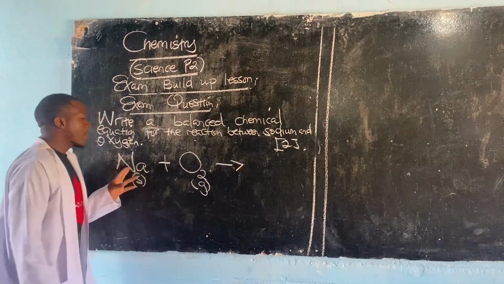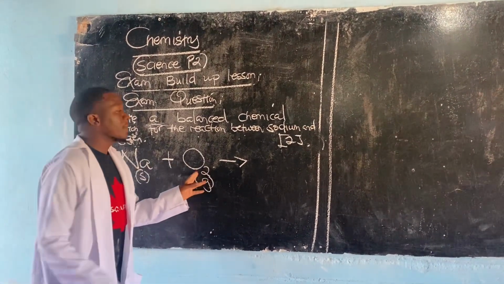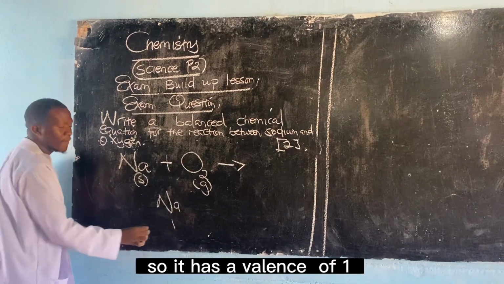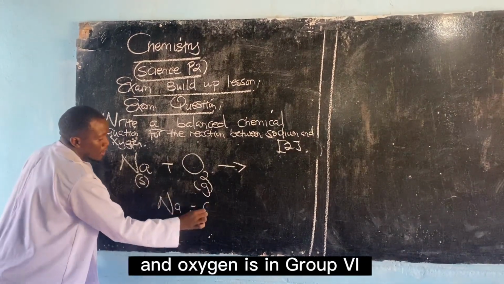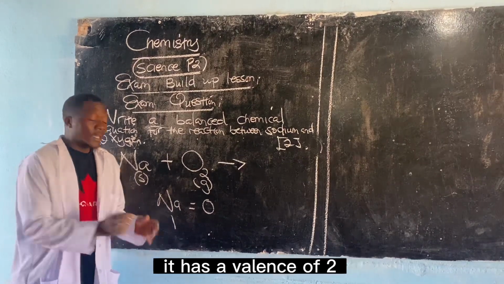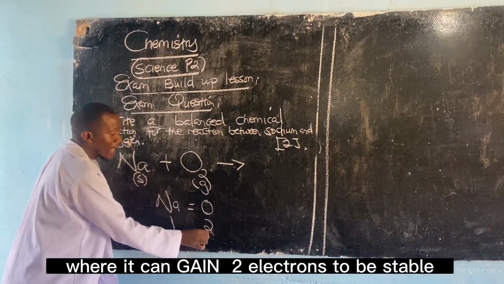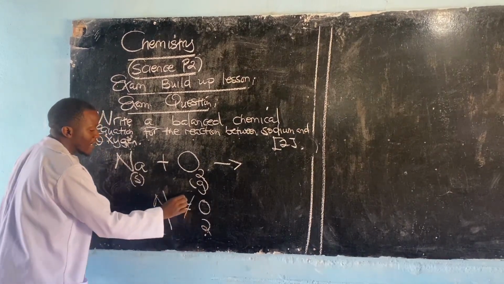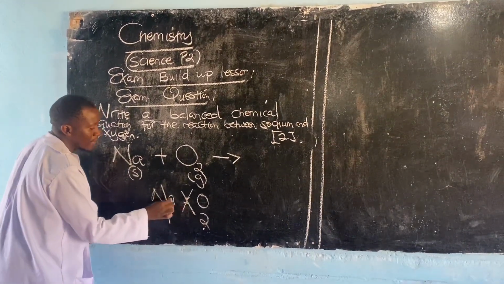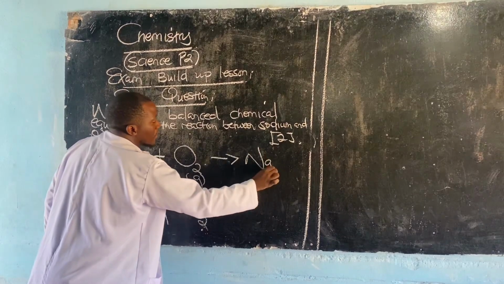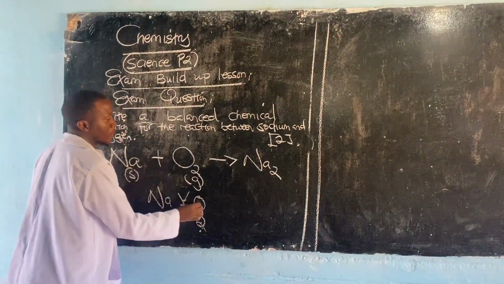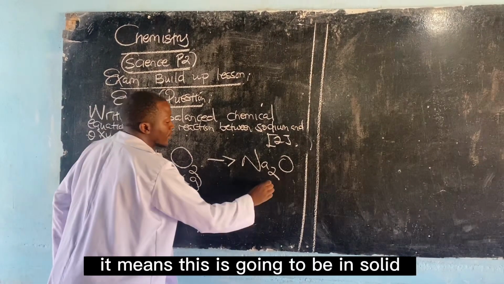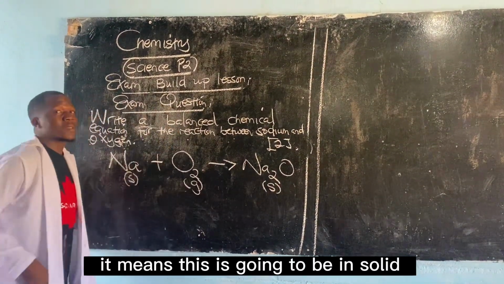Then when making sodium oxide, we're going to find that sodium is in group 1, so it has a valence of 1, and oxygen is in group 6, so it has a valence of 2, where it can gain 2 electrons to be stable. If I exchange the valences, I'm going to obtain sodium 2, then 1 times oxygen is going to be oxygen. Having done that, it means this is going to be a solid.